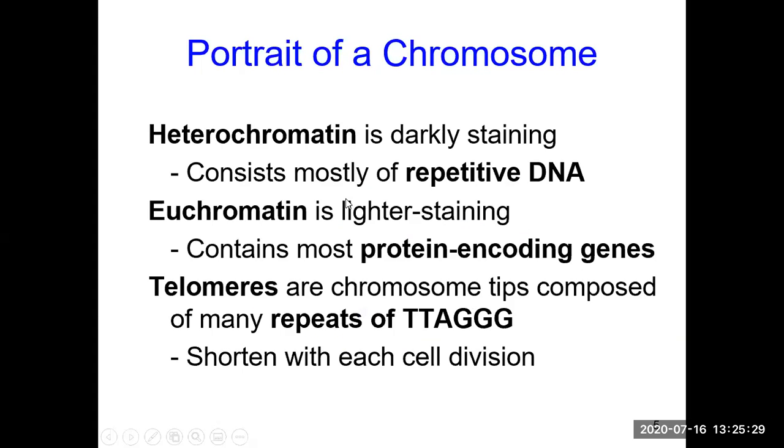So heterochromatin, as I mentioned in the previous slide, stains darkly in the chromosome. And this is mainly made up of repetitive DNA. That means you see bases which are repeating, okay? It could be 2 bases, it could be 3 bases, it could be hundreds of bases. While euchromatin is mainly made up of the protein encoding genes.